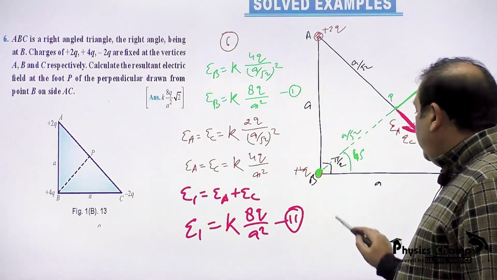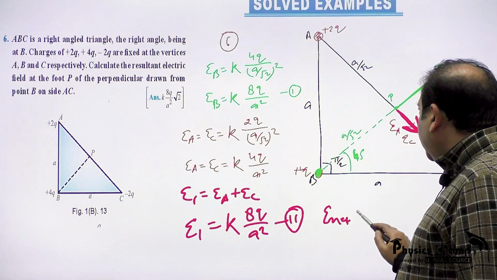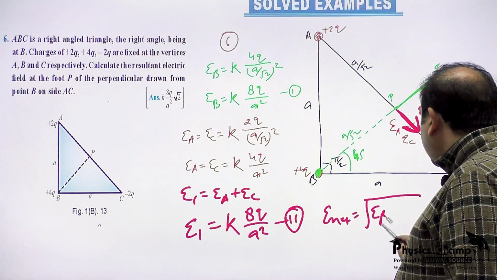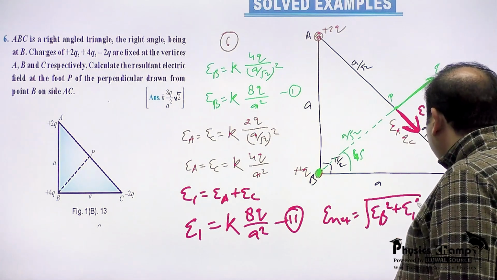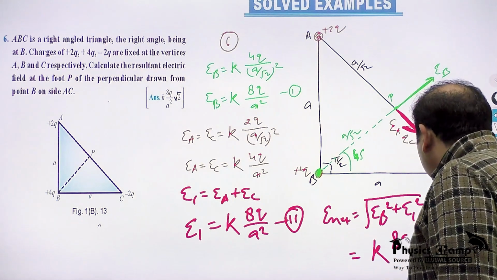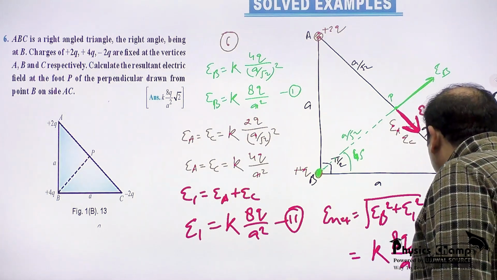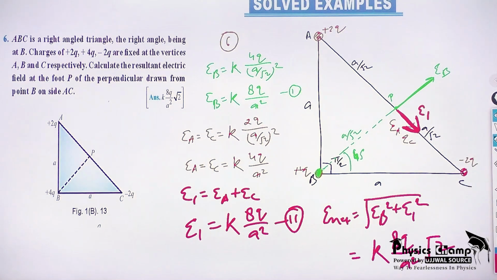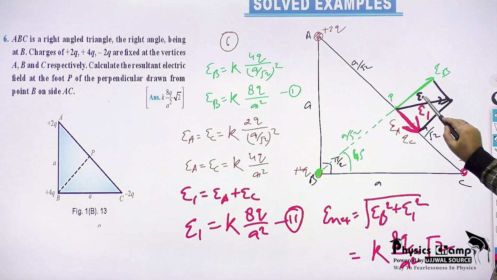Now if I am looking for the net electric field, it will be root of EB square plus E1 square. So it will be K into 8q by A square into root 2. So the resultant electric field in this region, you will get it here, E net.